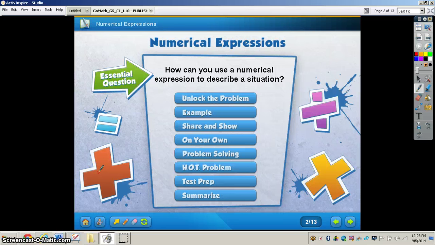In this video, we're going to be taking a look at numerical expressions, and it's important to remember that you need to have your Go Math book, a pencil, and your math journal out. Now, the essential question that I want you to write in your math journal is, how can you use a numerical expression to describe a situation?